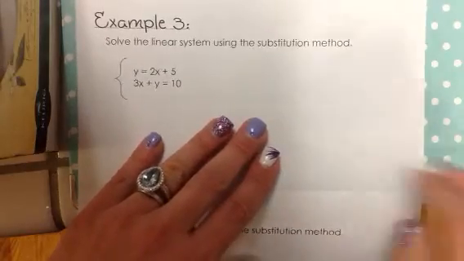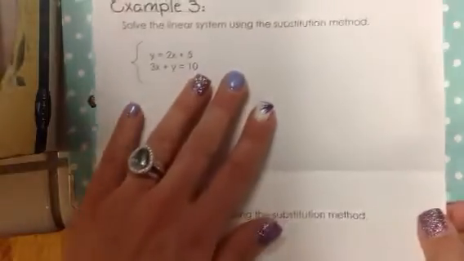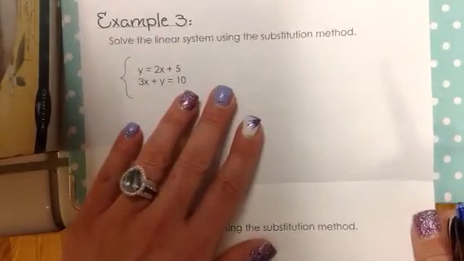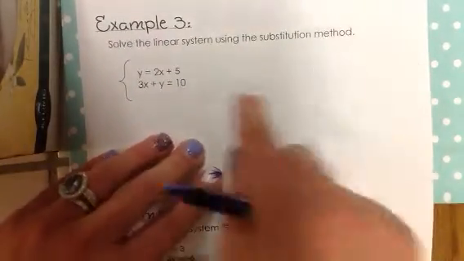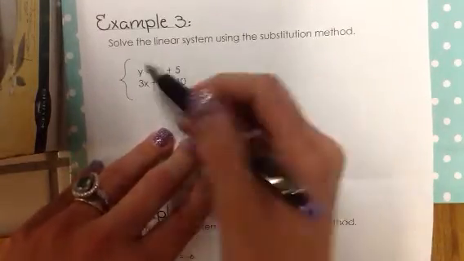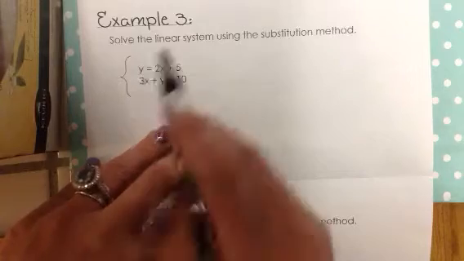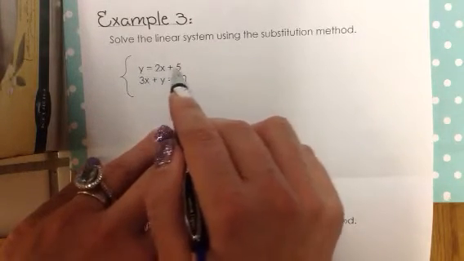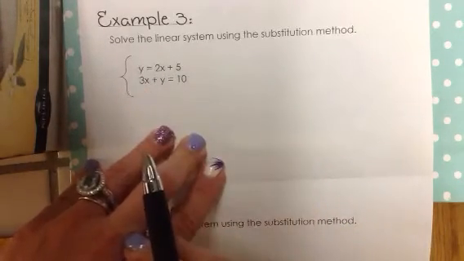Okay, so now we're going to move into solving by substitution. So it's a little different from graphing. We've got to use a little bit more algebra here. We're going to start off by trying to get one of the equations to have a single variable on one side. So this is actually perfect because y equals 2x plus 5 already has y by itself.